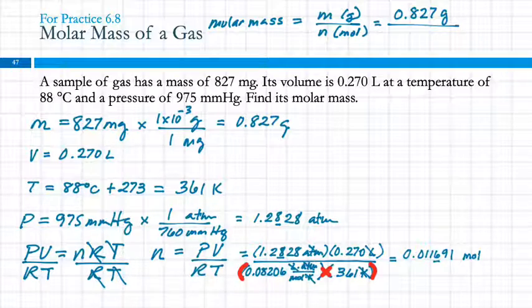So you put 3 sig figs? I've got 3 sig figs, yes. Because of all the things that have 3 sig figs. The temperature only had 2, but when I added, it got 3. That happens a lot. So then I'm going to take that amount of moles and stick it up here.